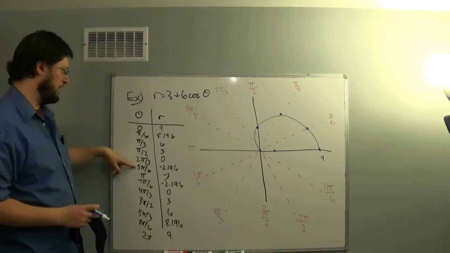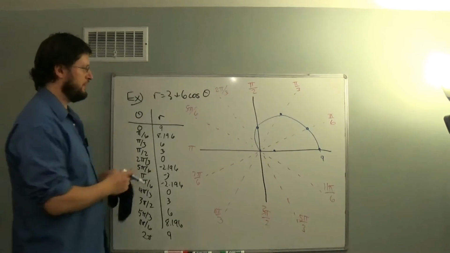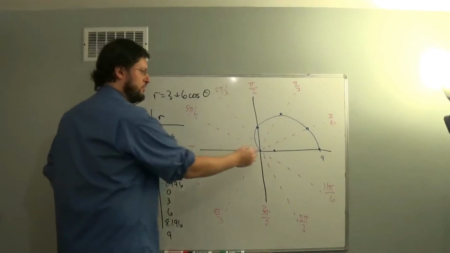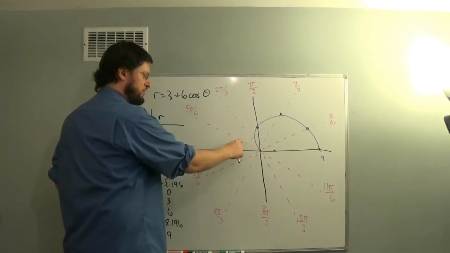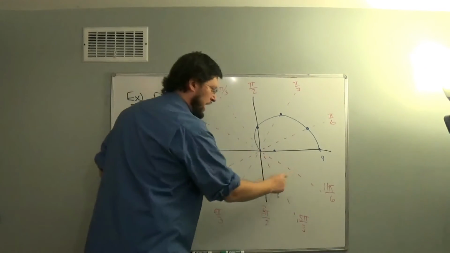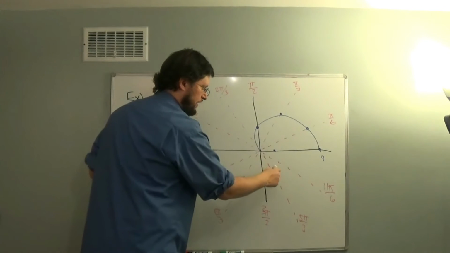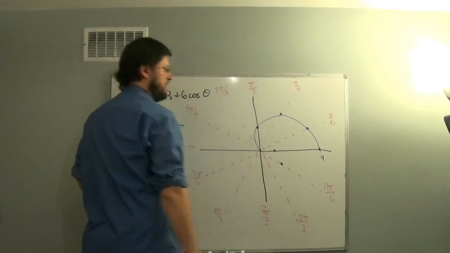All right, what's next? So we were here, here, here, here, here. Now we're at 5 pi over 6. 5 pi over 6 is this angle, and r is negative 2.196. That means that we're about 2 units this direction, but since it's negative, we've got to go the opposite direction. So now we're actually over here, a little bit back, so maybe around here.